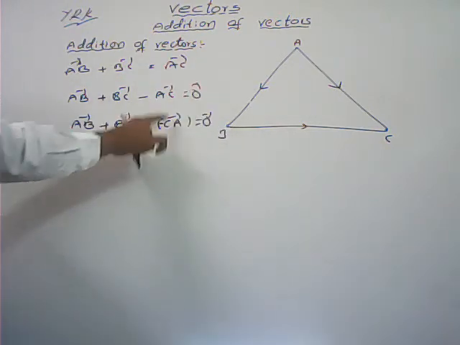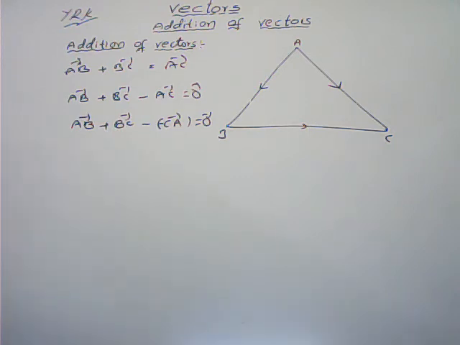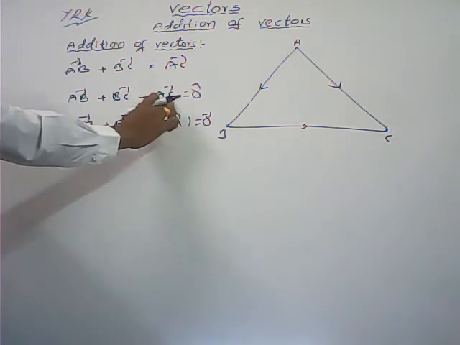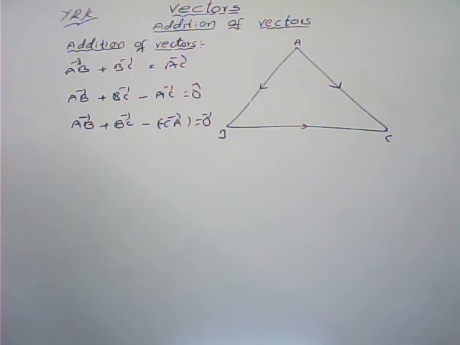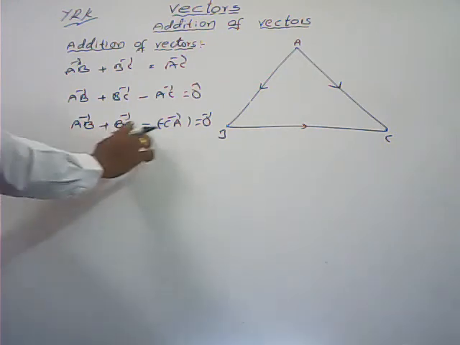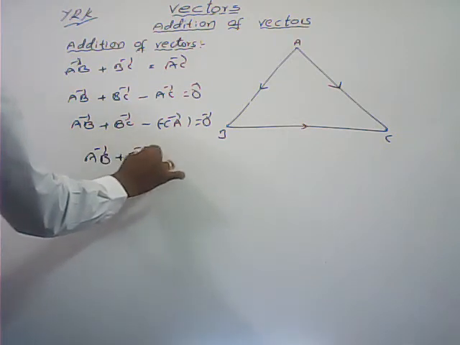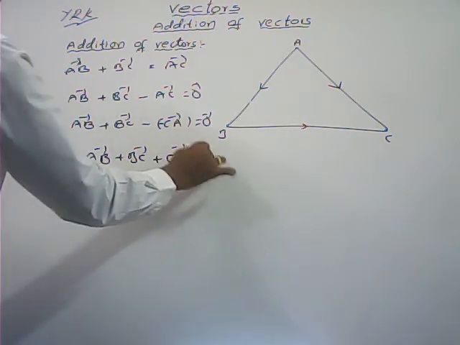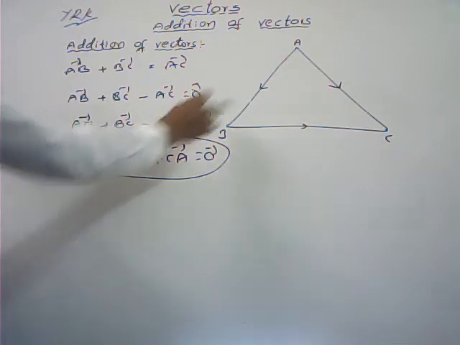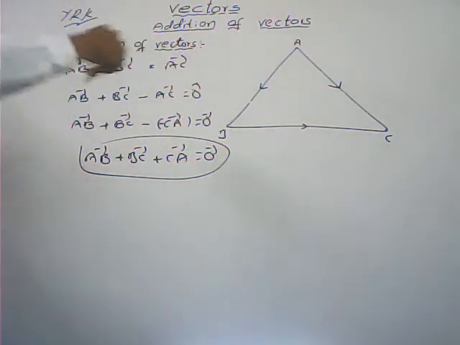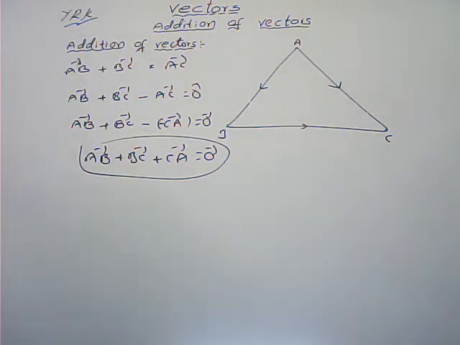Here AC bar is the negative vector of CA bar. Here I interchange the initial and the terminal points, so that one becomes minus CA bar, minus into minus is plus only. So AB bar plus BC bar plus CA bar equals 0 bar. AB bar, BC bar, CA bar: everywhere I have taken one direction, AB, BC, CA. Now if their sum is equal to 0 bar, then those are the vertices of a triangle.